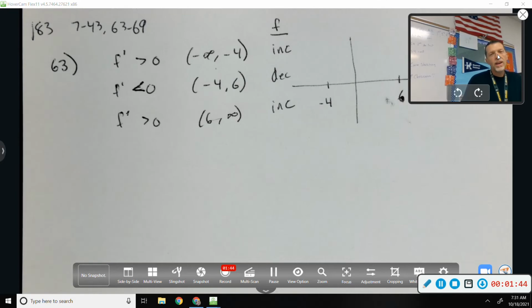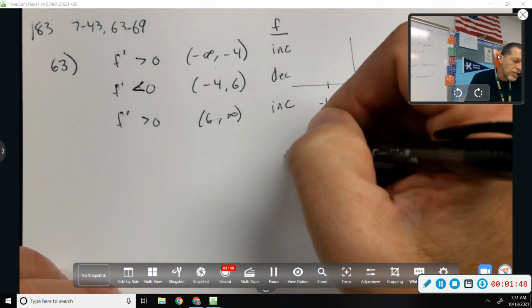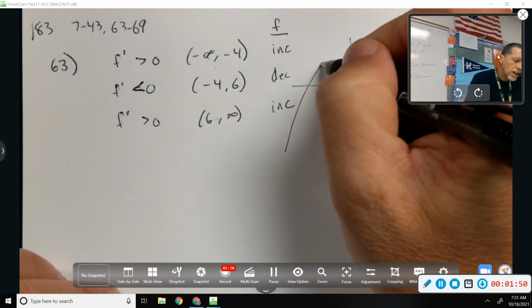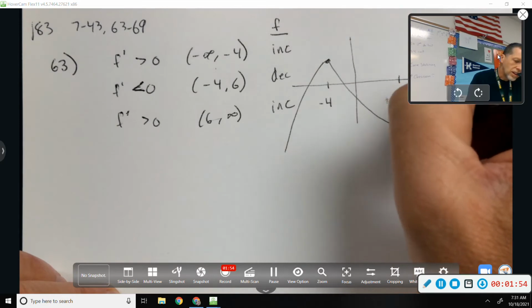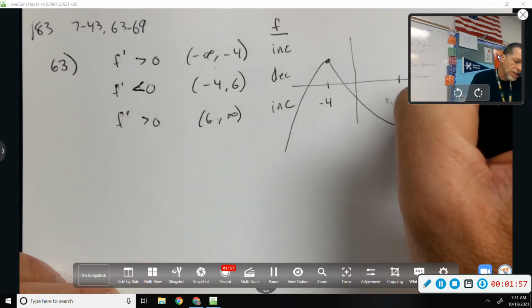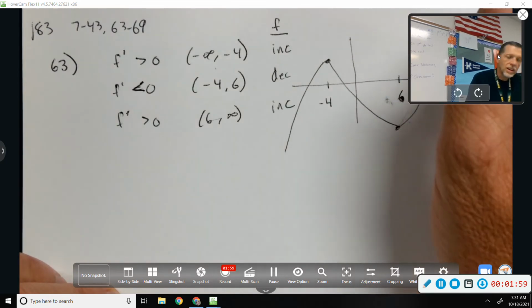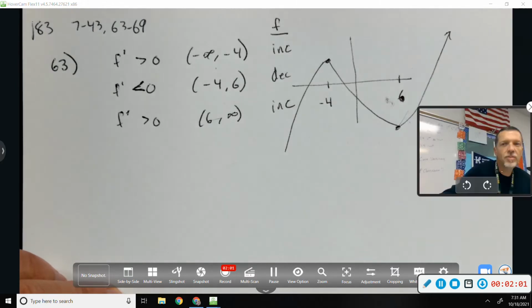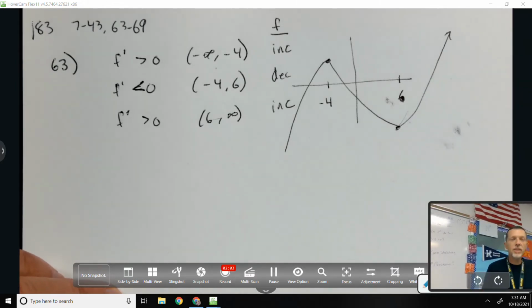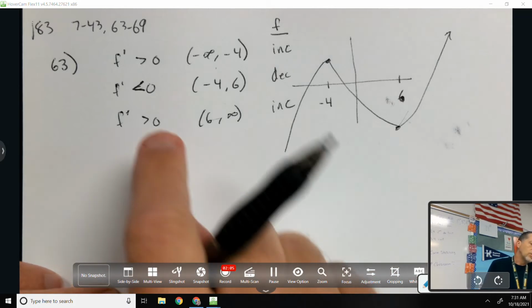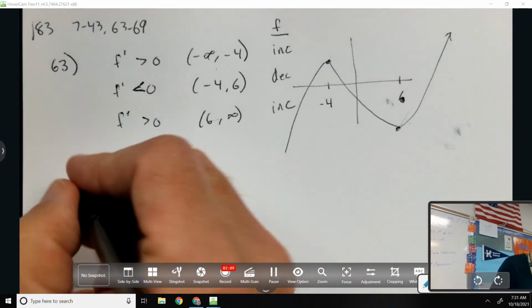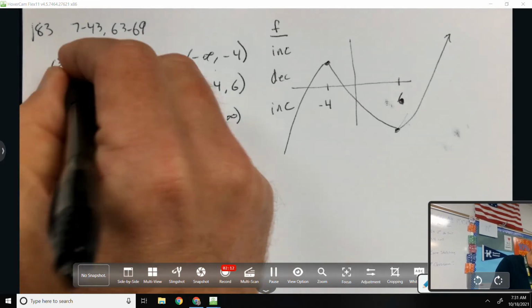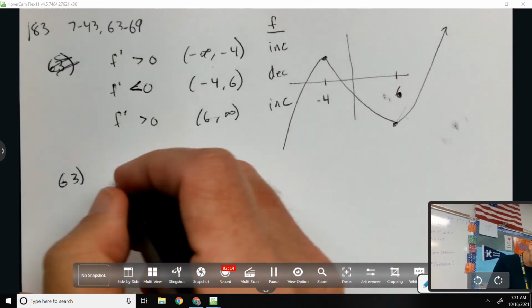I'm hesitant to sketch this because I don't really know what's going on, but I do at least know that I'm increasing up to -4. I'm decreasing until I get to 6, and then I'm increasing again after that. So that graph is probably not accurate, but it does reflect the signs of f prime. And so maybe a visual would help. That information is for this whole set.